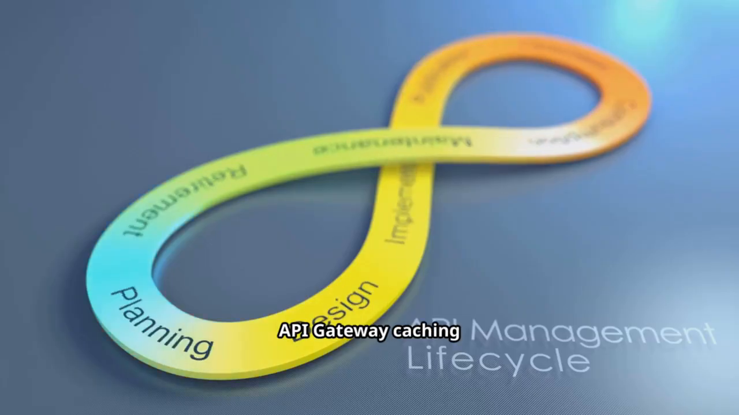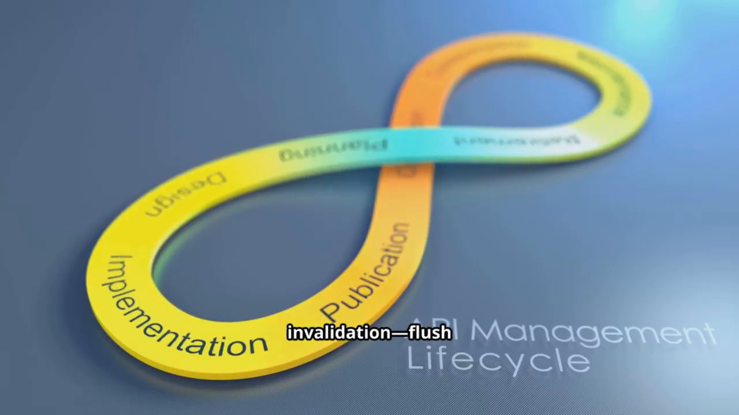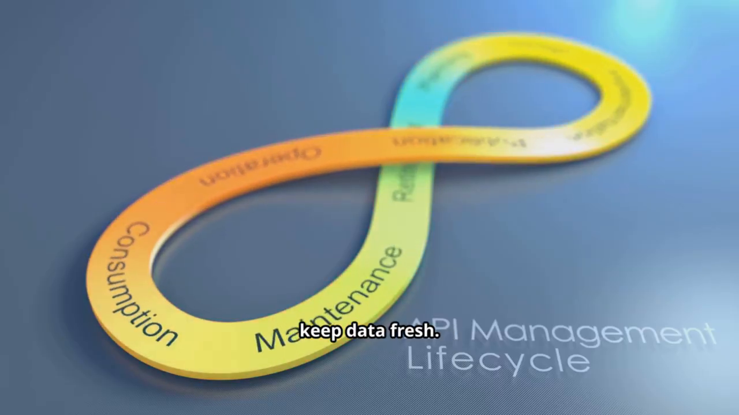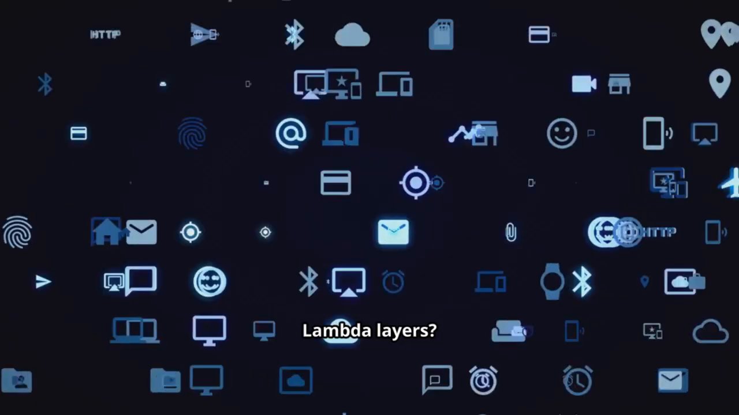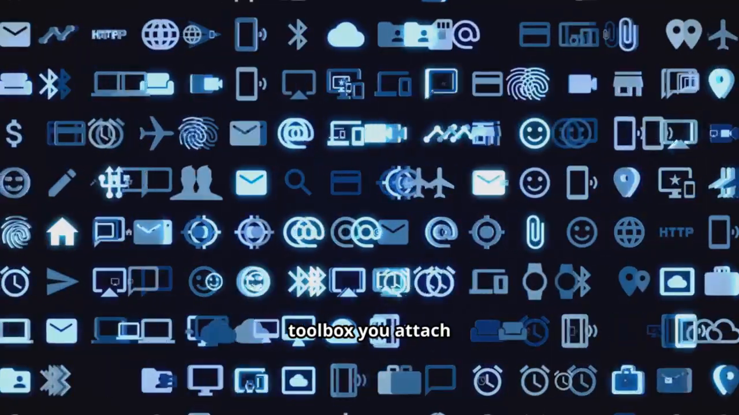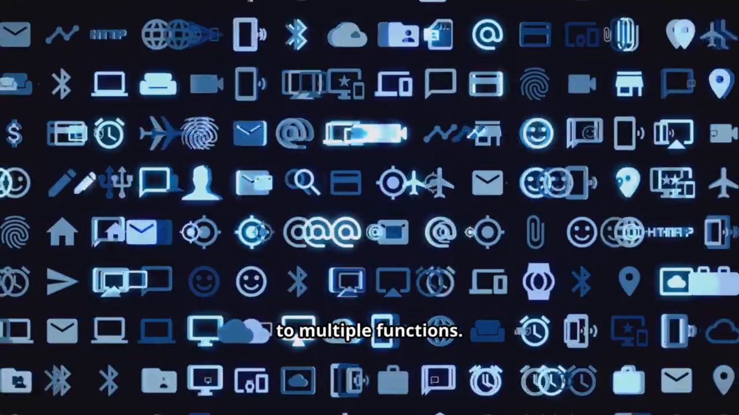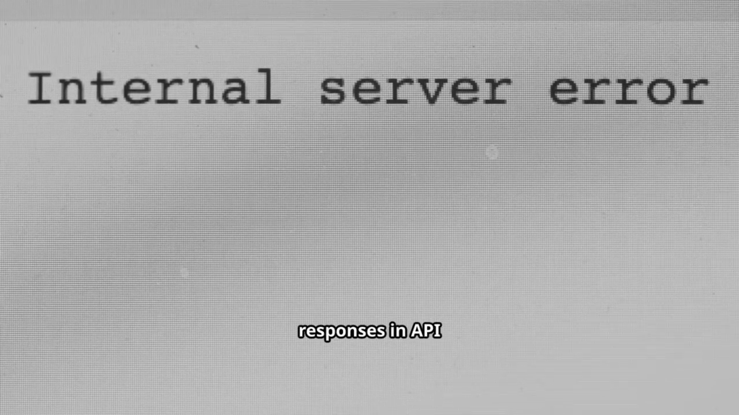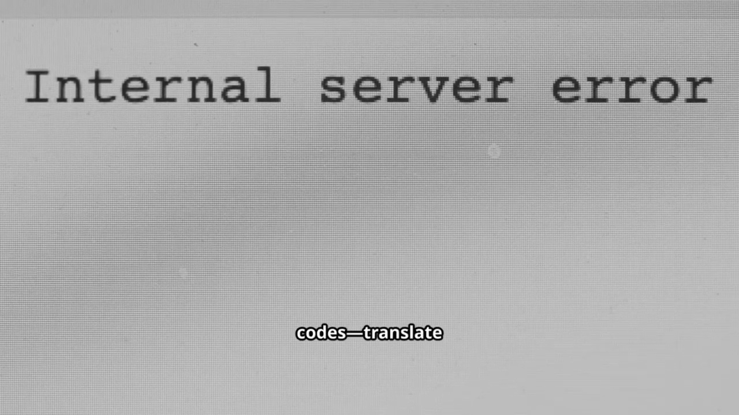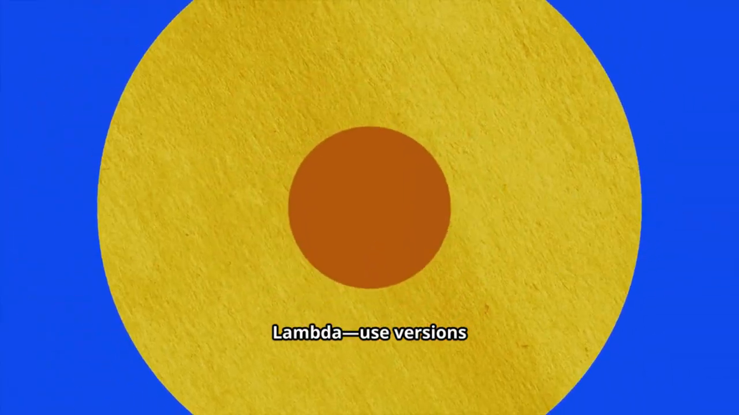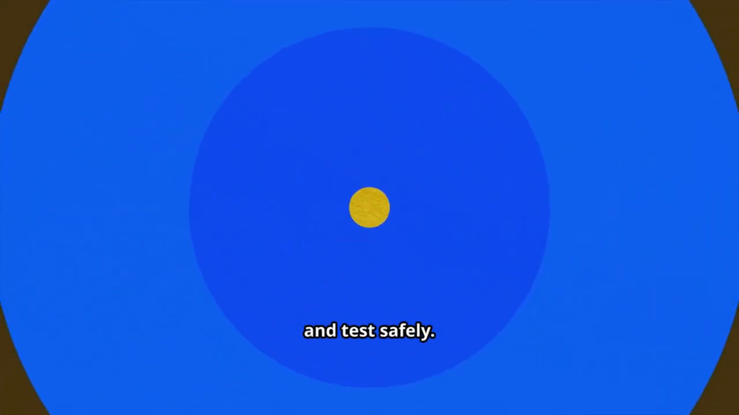Question 9. API Gateway caching and validation. Flush the cache via API or set a low TTL to keep data fresh. Question 10. Lambda layers? Yes. Package shared libraries into layers like a toolbox you attach to multiple functions. Question 11. Handle errors by mapping integration responses in API Gateway to HTTP codes. Translate internal errors to polite responses. Question 12. Blue-green for Lambda. Use versions and aliases to shift traffic gradually and test safely.